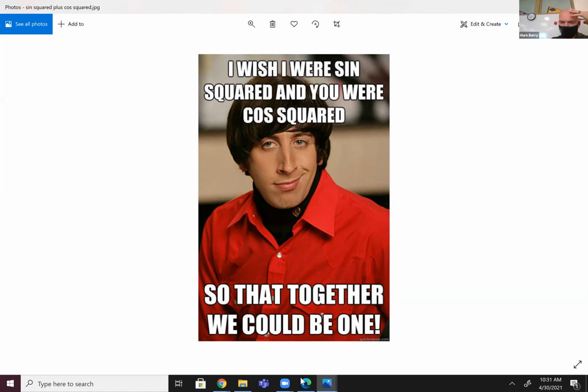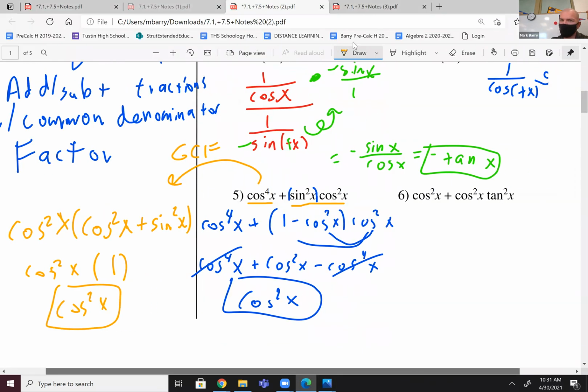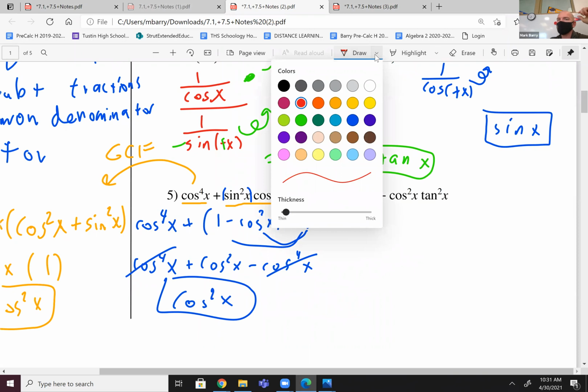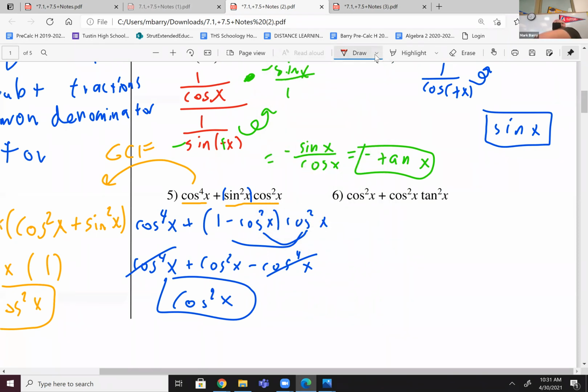Okay. All right, let's get back to the notes. Let's take a look at number 6. And we still have one more meme upcoming, so we'll look forward to that at the end of the class period.